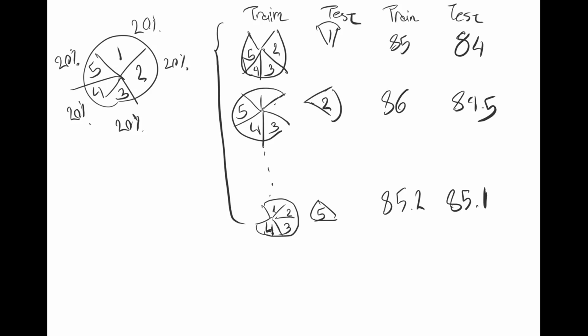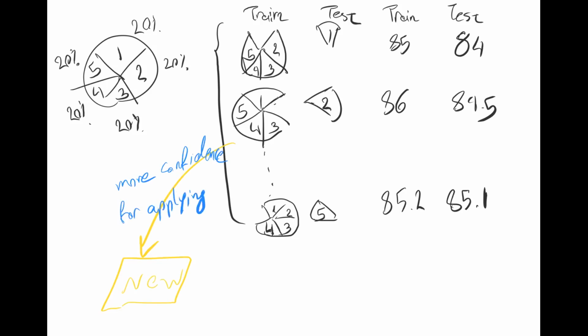So if I do 5-fold cross-validation or 10-fold cross-validation, now if I introduce new data, I have more confidence for a generalizable model, or more confidence for applying my model. No sign of overfitting.